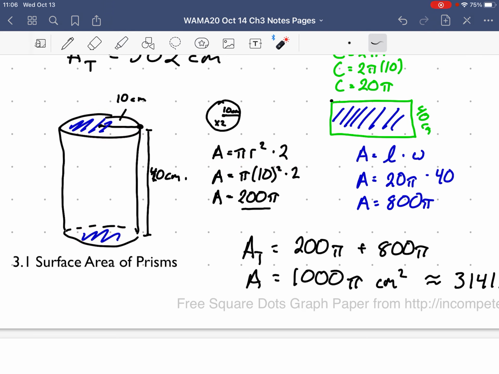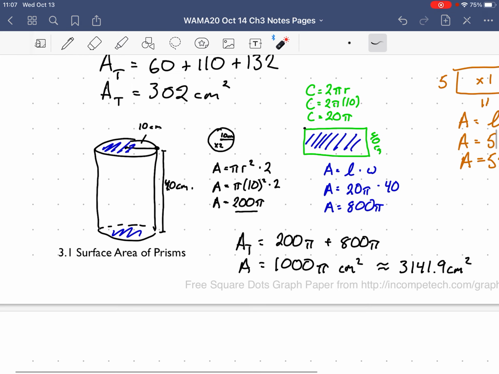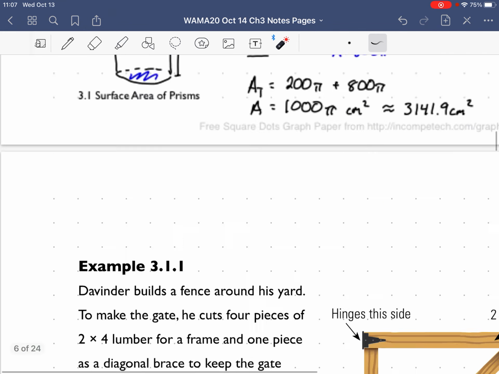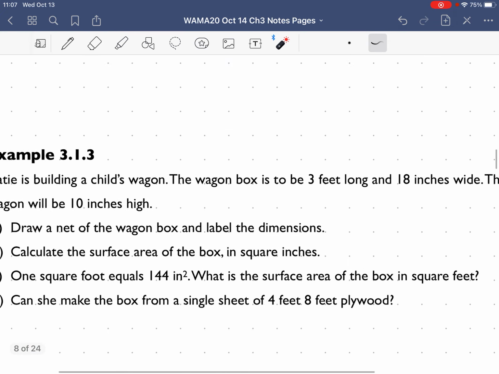The top and the bottom, use pi r squared, times it by 2. Then the lateral area is what it's called. You figure out the length with 2 times pi times r, and then use the height. This is called the lateral surface area. Add them up. There you have it. That's how you figure out the surface area of a cylinder.